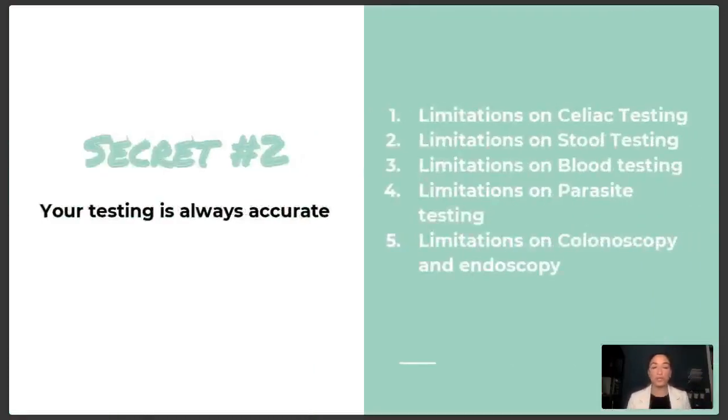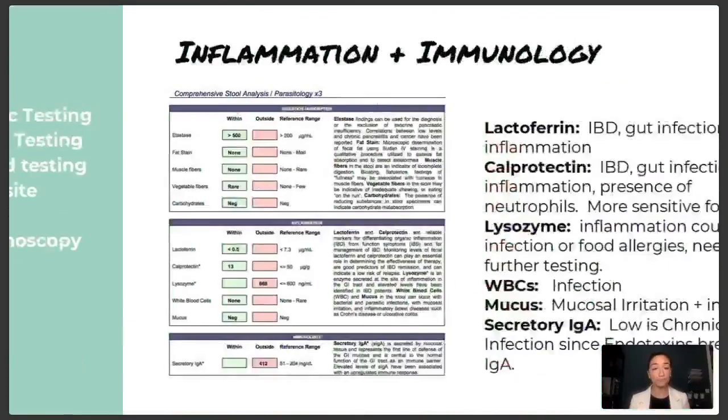So number 2, your testing is always accurate. There are limitations on every test known to man. And this is why when we do our testing, we combine a variety of different tests together, because you cannot rely on one test. You can't just get an endoscope and think, oh, I don't have celiac or I do have celiac. You can't just get a colonoscopy and think, everything's clear. You can't just do a blood test and think that's going to give you all of your information. There are limitations on all different tests, which I'm going to elaborate further on now.